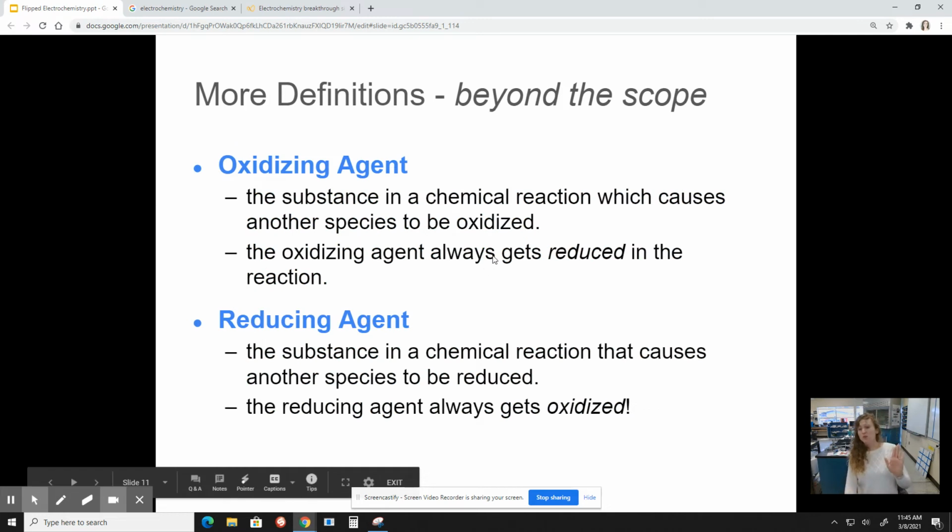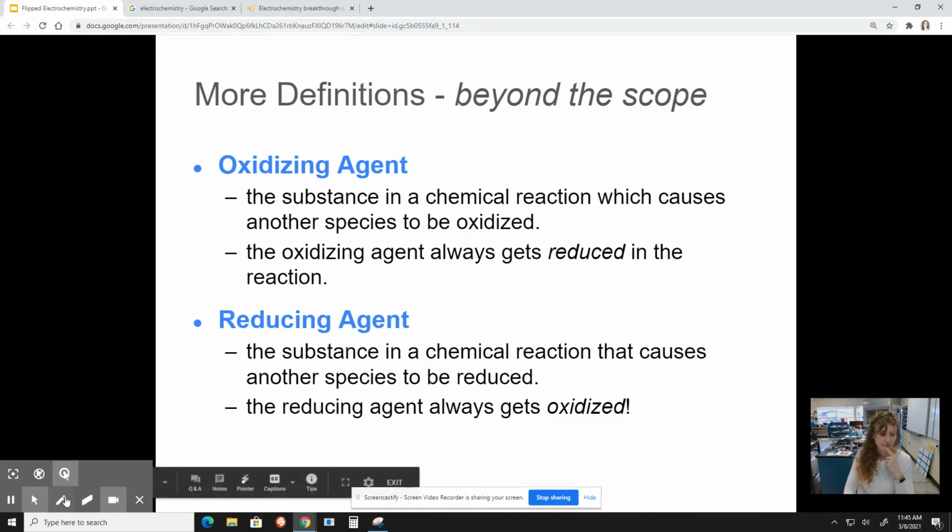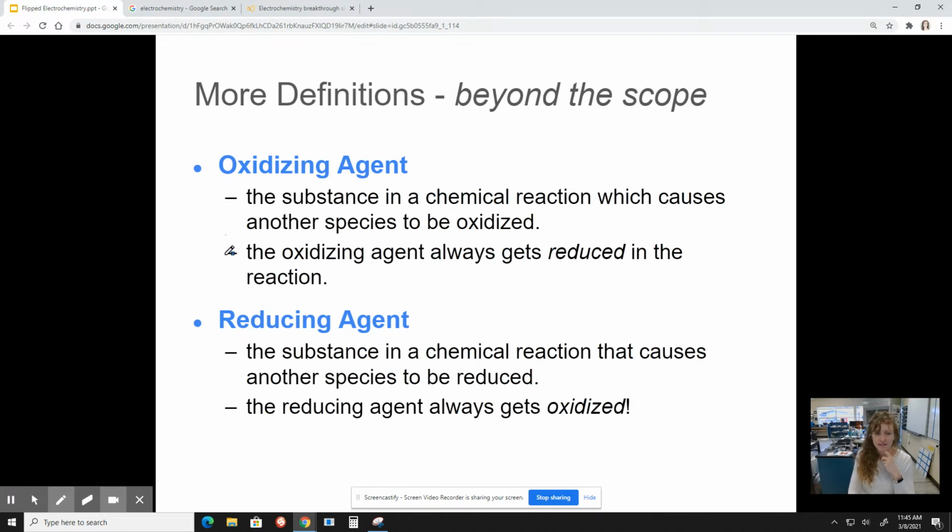Okay, now these two terms are going to come up for you in your book, in review books, in lab, in industry, in reading about electrochemistry. You're going to hear these two terms, oxidizing agent and reducing agent. Now, these two terms are beyond the scope of our class. You are not actually held responsible for these two terms. They will not be used on the test. But since you're going to come in contact with them, I thought we might as well cover them.